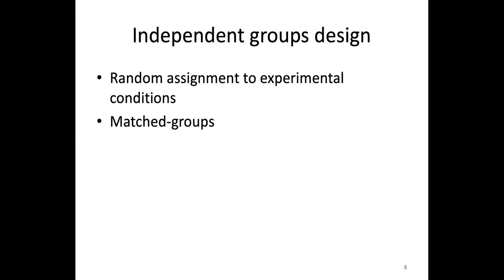And last time we discussed another technique that could be used to assign participants, not using random assignment, but using matched groups. When we are using matched groups, first we match the participants on some variable that is related to the outcome of the experiment. We form some pairs or groups of participants that are matched on that variable, and then we randomly assign members of this group to the experimental conditions. Again, we have random assignment.